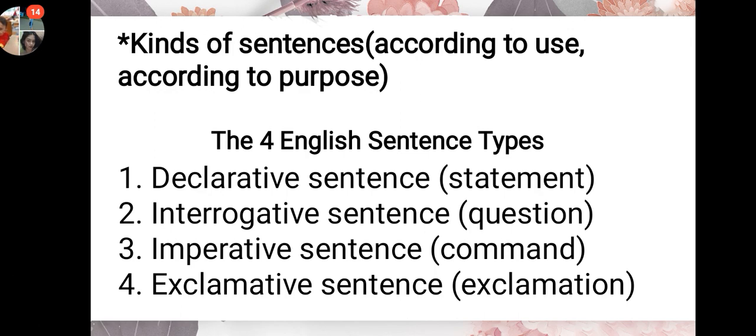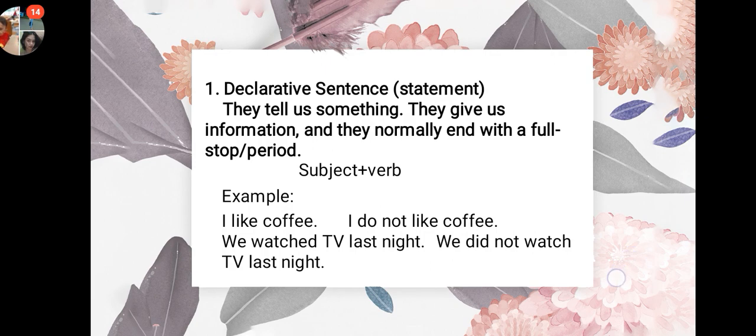And we have four English sentence types. These are the declarative sentence or statement, the interrogative sentence or question, third is the imperative sentence, this is a command, and fourth is the exclamative sentence or exclamation. First is the declarative sentence or statement. They tell us something, they give us information, and they normally end with a full stop or period. It is a subject plus verb.